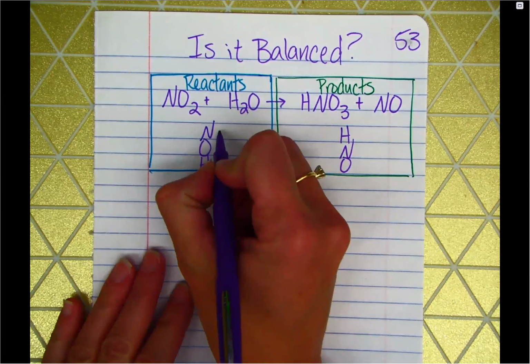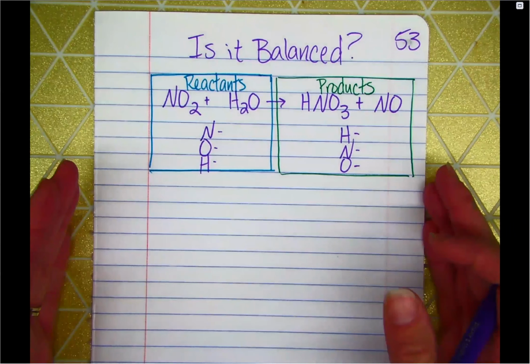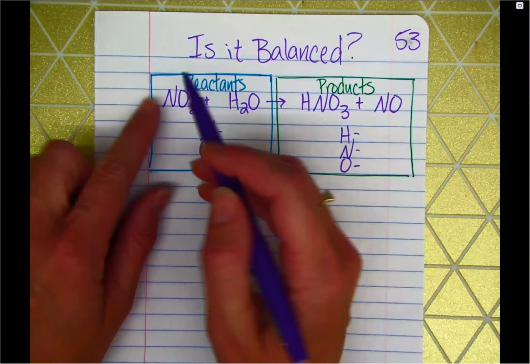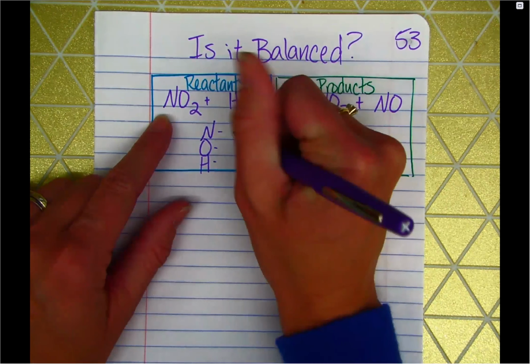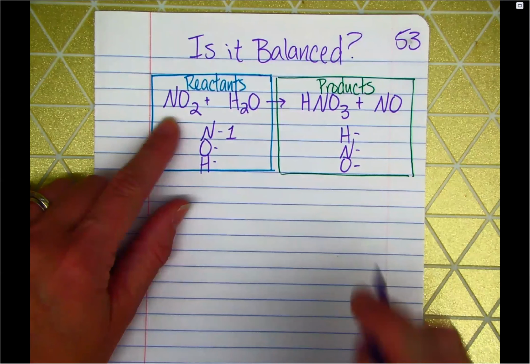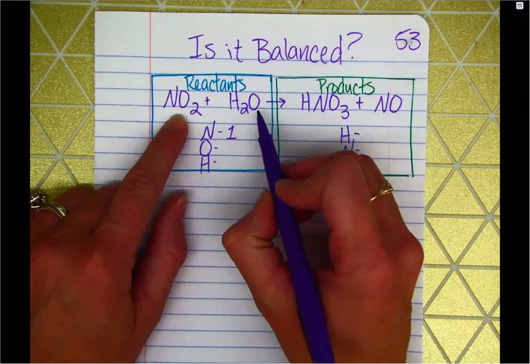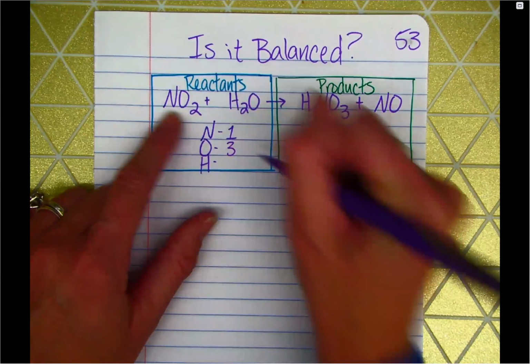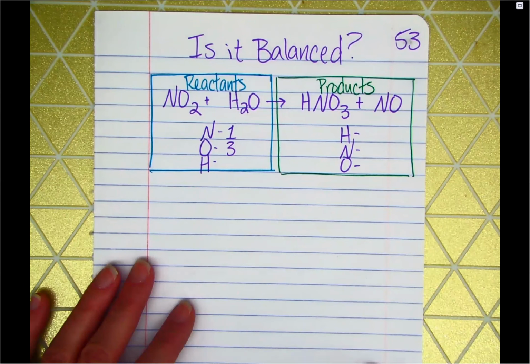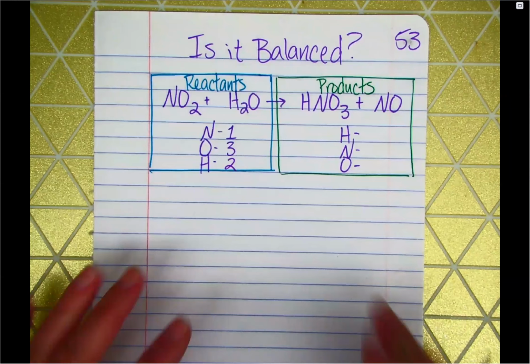So then we've got to count how many of each type we have. So on this reactant side, I have 1 nitrogen. In this molecule, I have 2 oxygens, and in water, I have 1. So that's 2 and 1. That's going to give us 3. And then in hydrogens, I have 2 hydrogens here in the water.